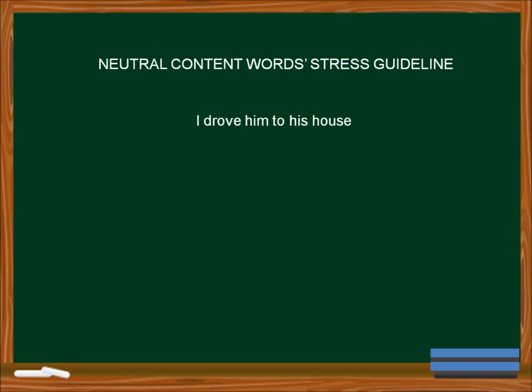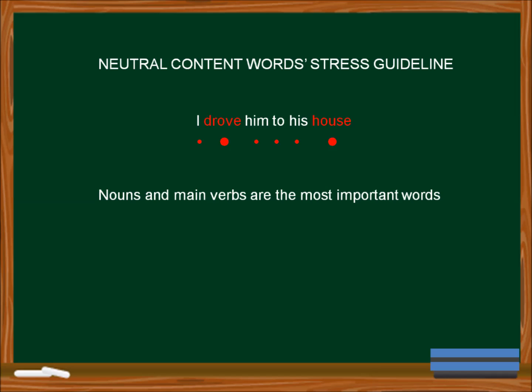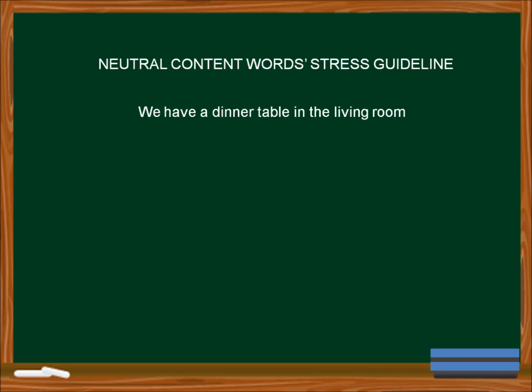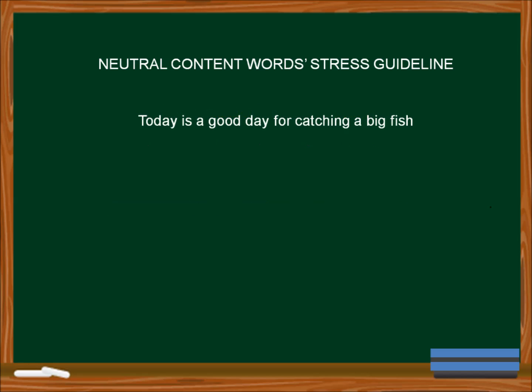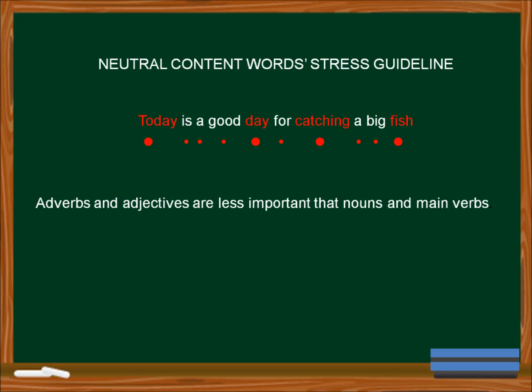Nouns and main verbs are the most important words. In the sentence, we have a dinner table in the living room. When you have open compound nouns, stress the first noun. In the sentence, today is a good day for catching a big fish. Adverbs and adjectives are less important than nouns and main verbs.